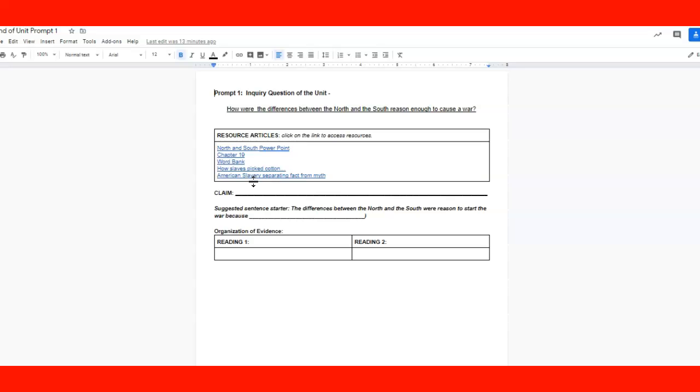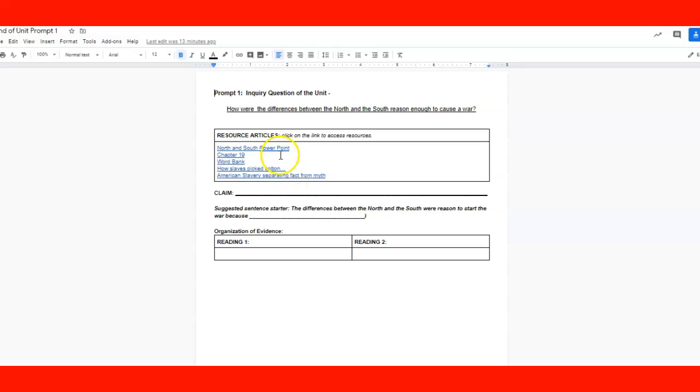After you have decided what the cause or reason is, then we need you to write your claim. I have given you a suggested sentence starter here. The differences between the North and the South were reason to start the war because. Your because here is that opinion. Why you believed yes or no. Okay. Once you're done typing your claim up here in this solid line, you can delete it or just type it however you want to do it.